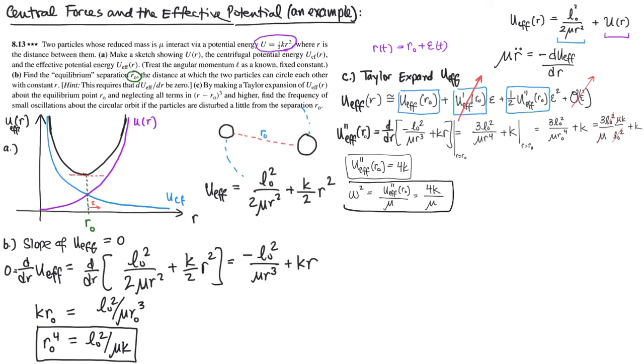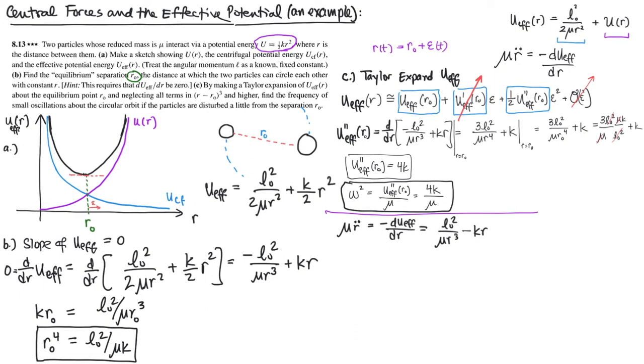But I also want to work this problem from the perspective of the equation of motion. So here's another way forward. We can start with the equation of motion. And we know that dU effective dr is given by minus L naught squared over mu r cubed plus kr. Excuse me, that's minus kr. Let me correct that. And it's minus because this is minus dU dr, so the minus times the negative gives you a plus, and the minus times the plus gives you a negative.